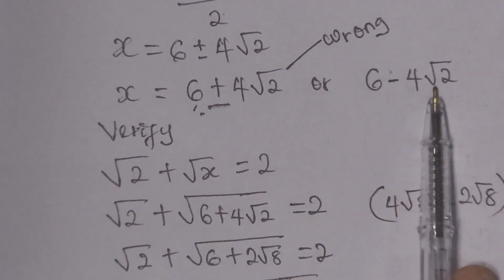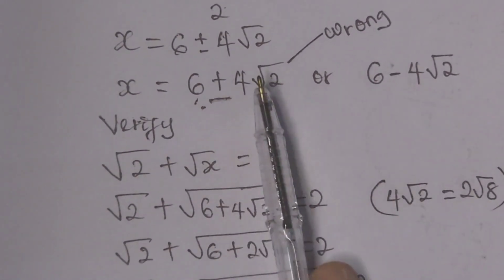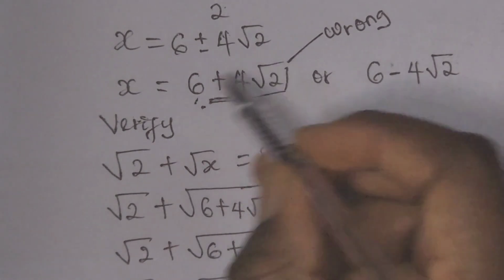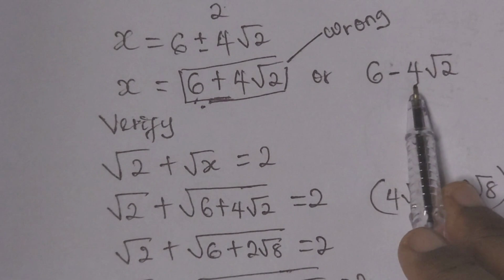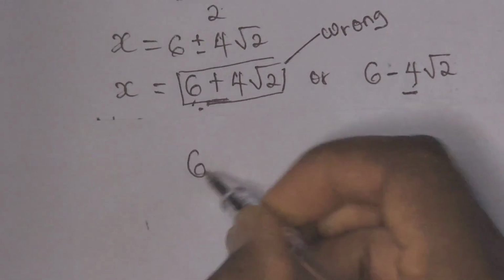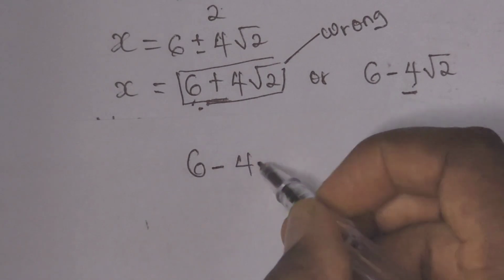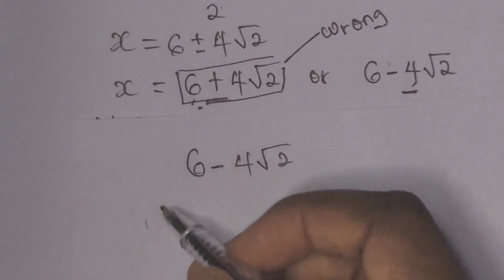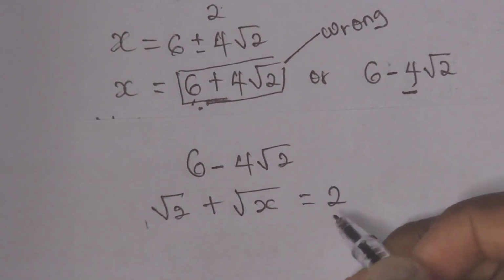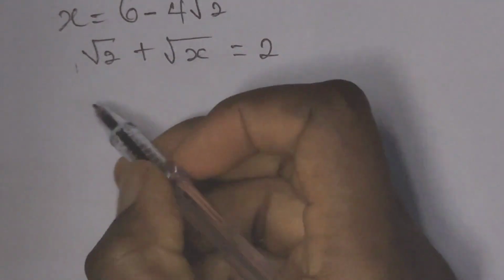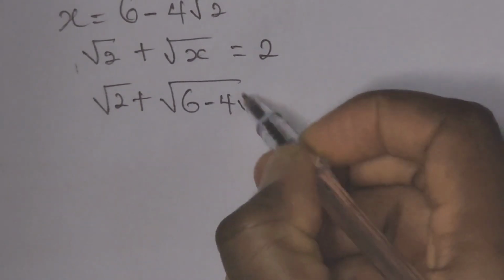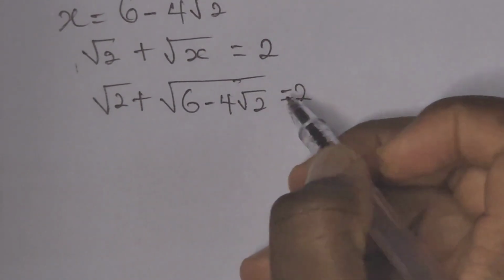So we try for the second one. Remember, the values of x are 2: the positive value and the negative value. So we'll be verifying the second value. So we have 6 minus 4 root 2. Remember, the question is root 2 plus root x all equal to 2. So this will give us root 2 plus root of 6 minus 4 root 2, all equal to 2.